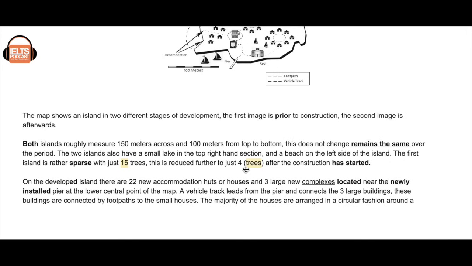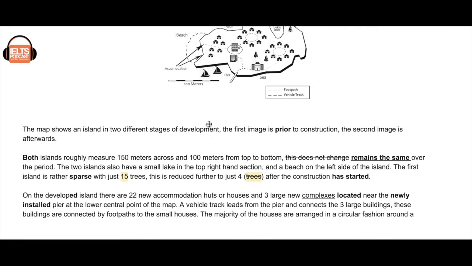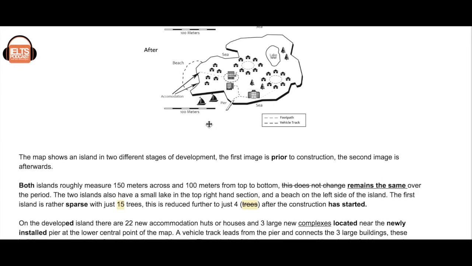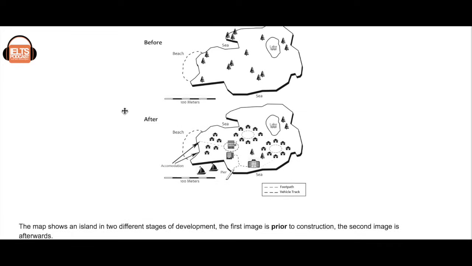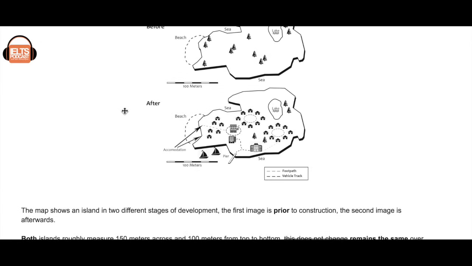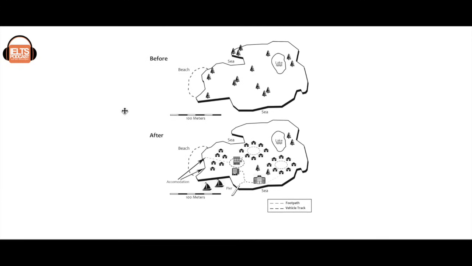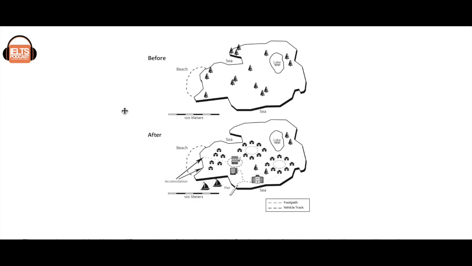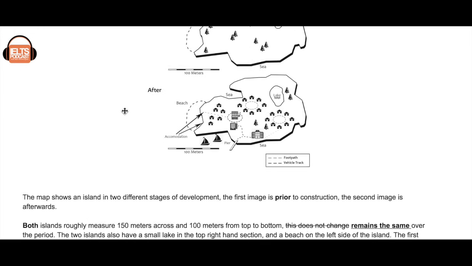So the map shows an island in two different stages of development. The first image is prior to construction. The second image is afterwards. So immediately, the reader, in this case the IELTS examiner, knows exactly what we are writing about, and can know what to expect to be written. This is extremely useful. This is our introduction. It's like our topic sentence, but we know now what is happening on this island.